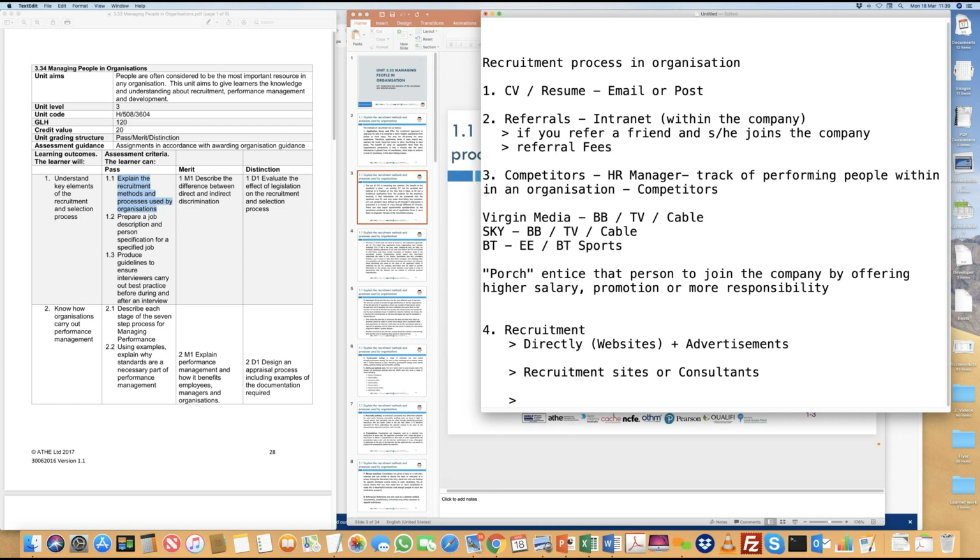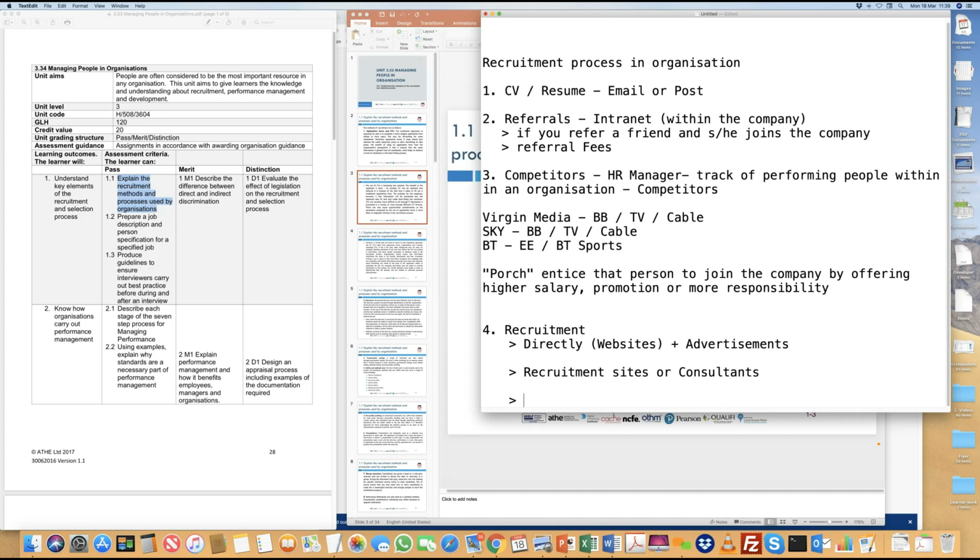Sometimes HR managers also get people to join the company who are primarily working in competitors. And sometimes that concept also works. This concept also allows the process of recruitment and selection to be shortened.